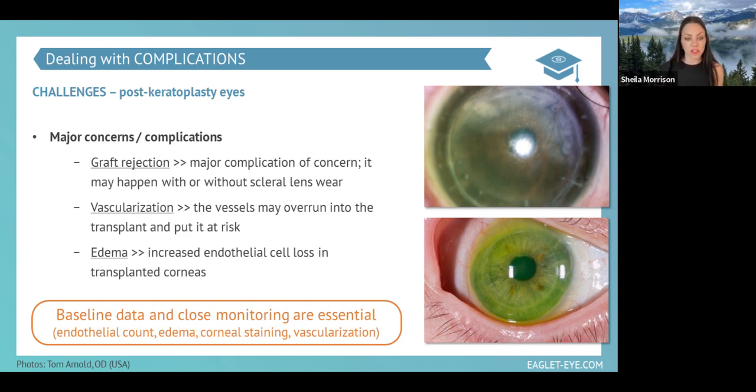And that, oftentimes, is their baseline. It is what it is. We can't expect an eye that's had multiple surgeries and grafts to have no staining, but we do want to ensure that we're not causing lens-induced staining. So having a good baseline.